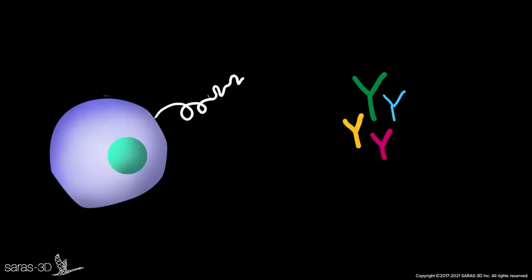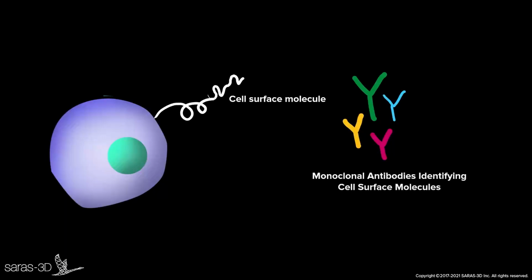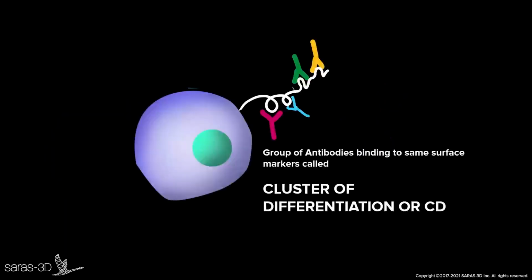Now, how does it provide information about the cells? These molecules are identified by different antibodies specific for different epitopes. This group or cluster of antibodies that bind to each protein molecule is termed a cluster of antibodies, and therefore these specific cell surface markers are known as cluster of differentiation, which is abbreviated as CD.